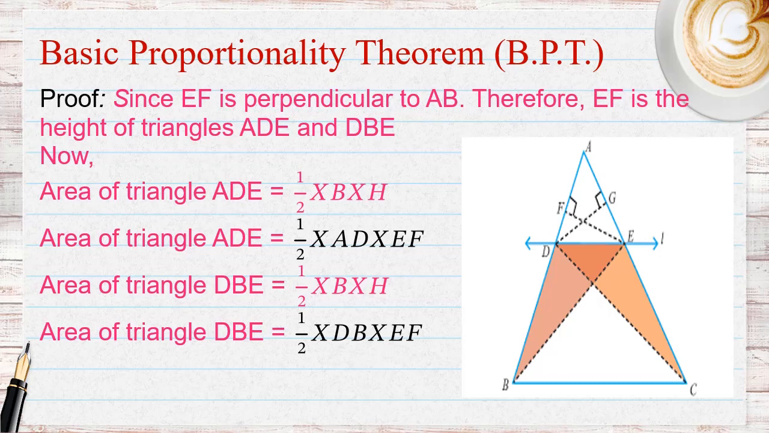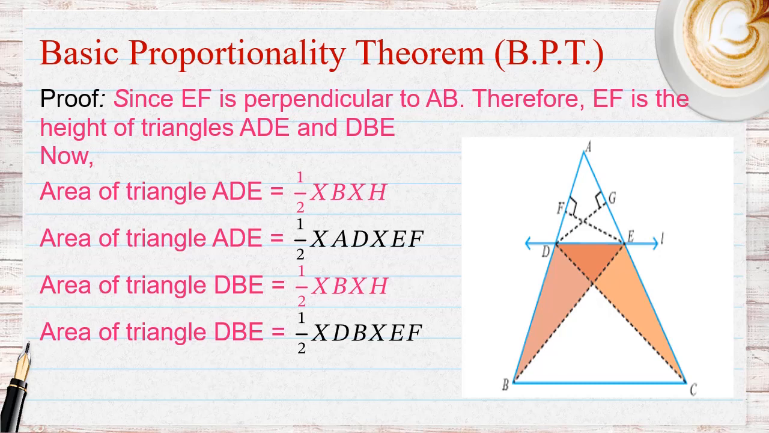Proof. Since EF is perpendicular to AB, therefore EF is the height of triangles ADE and DBE, right? Now we know that the area of a triangle is half into base into height. So in our case, the area of triangle ADE is equal to half into base into height. In triangle ADE, assuming base as AD, its height becomes EF. So we get area of triangle ADE equals half into AD into EF.